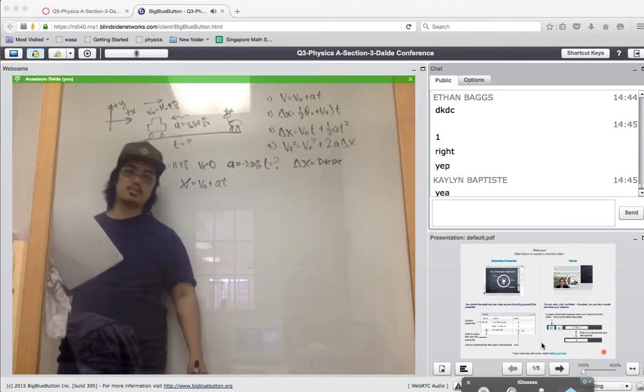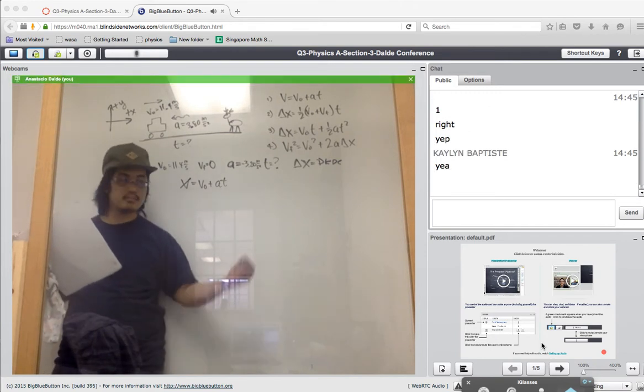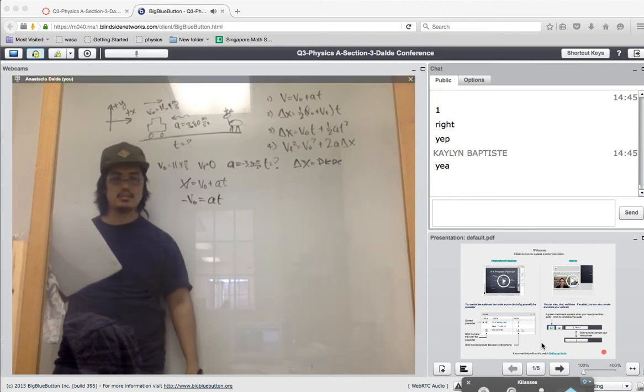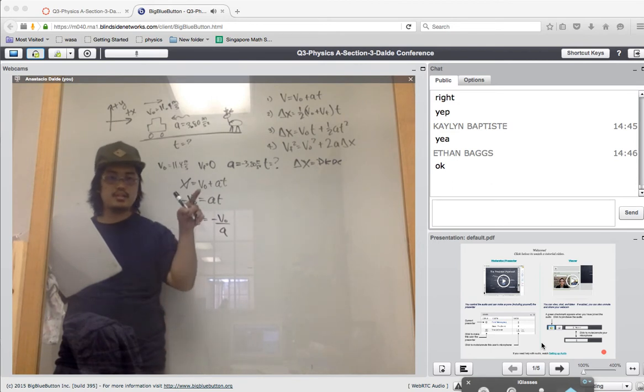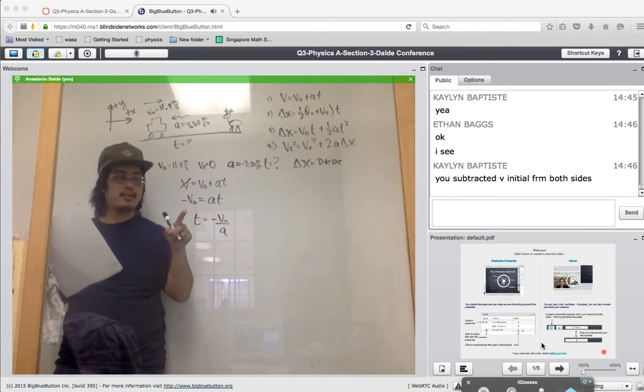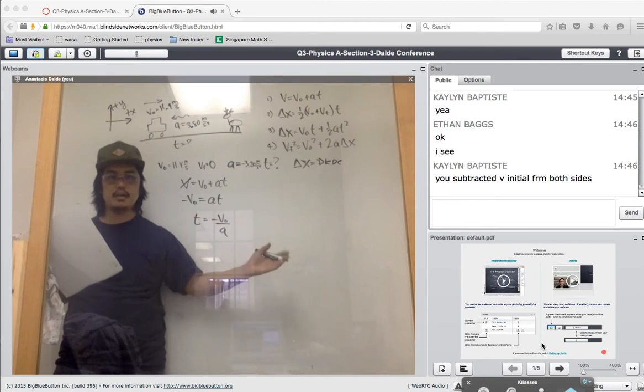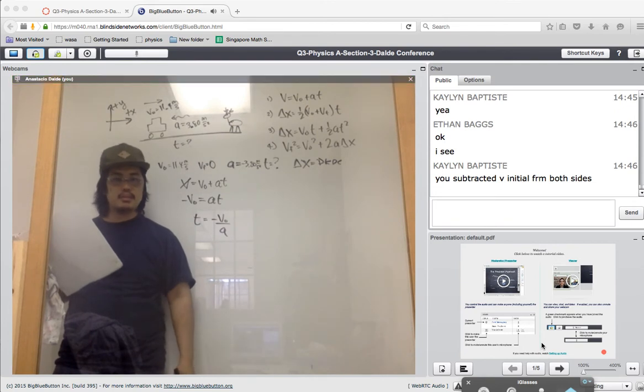Now I'm going to do some algebra here, and hopefully it doesn't freak you out too much. Okay, what did I do just there? I took this velocity initial over to the other side, right? And then I divided both sides by a. Yeah, okay, good. There's something freaky going on here.